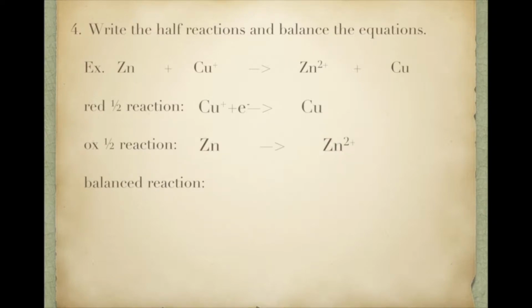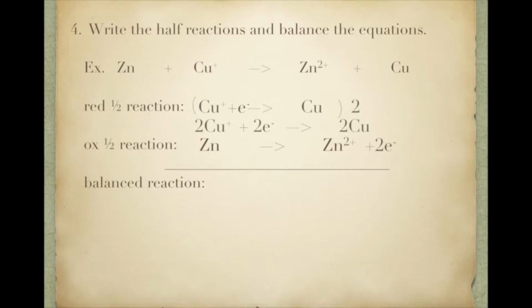Zinc is being oxidized, which means that it is losing 2 electrons because it's going from no charge to a +2 charge. So I'm going to put 2 electrons on the product side. Here's your issue. I need to make sure that the number of electrons I gain equals the number of electrons I lose. So I'm going to have to take my reduction half reaction and multiply that entire thing by 2 in order to make sure that I'm gaining 2 electrons, because I'm going to be losing 2 electrons. So this would become 2 copper ions plus 2 electrons produces 2 copper atoms.